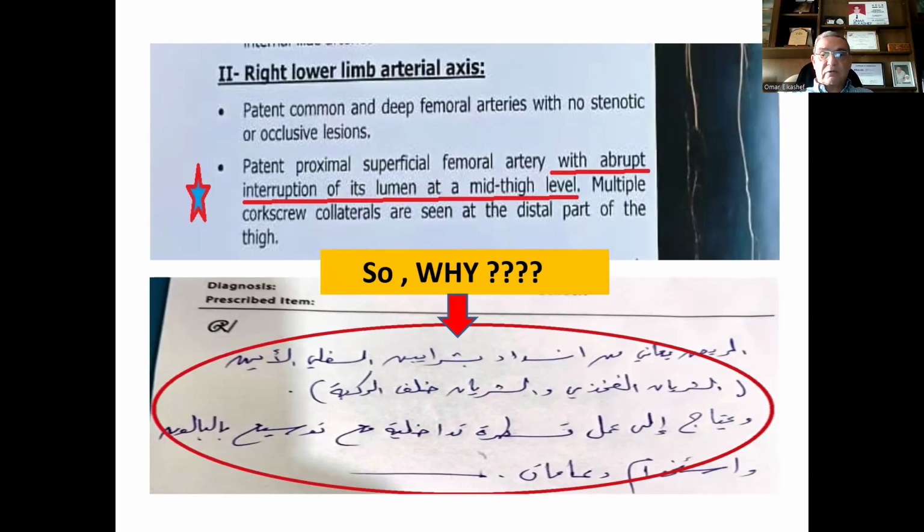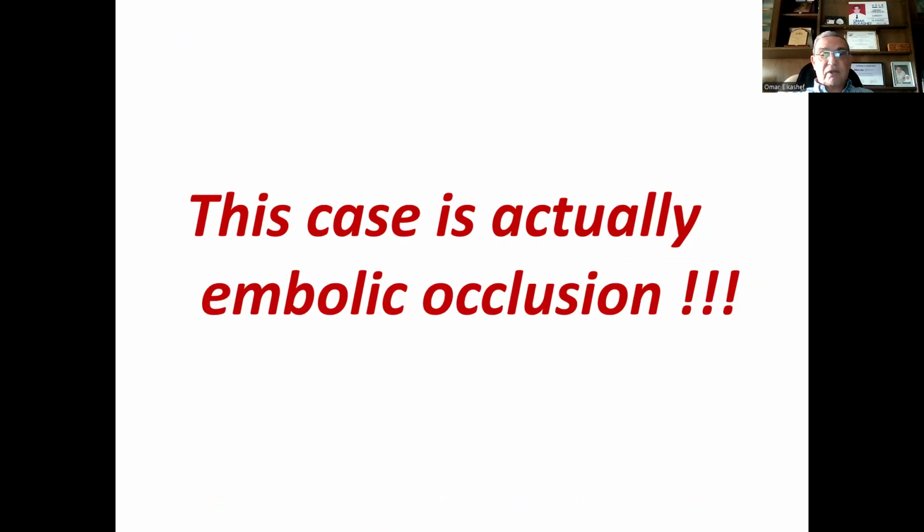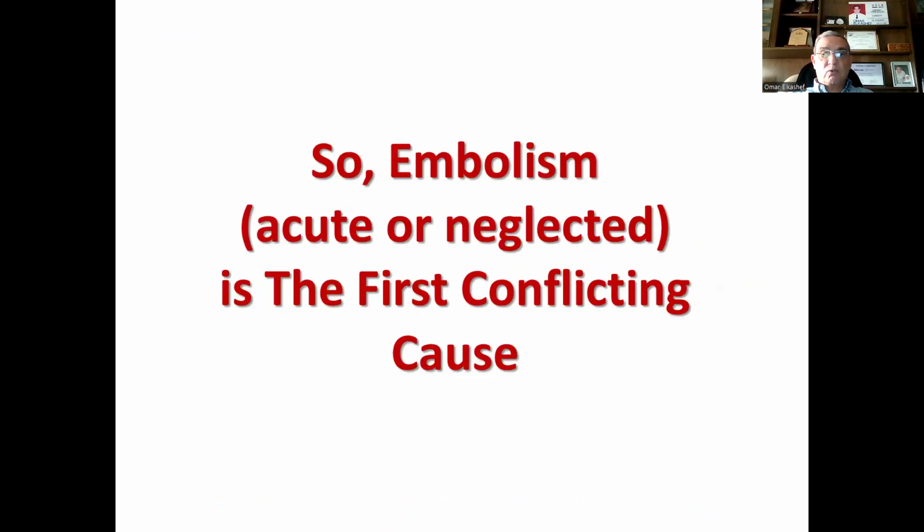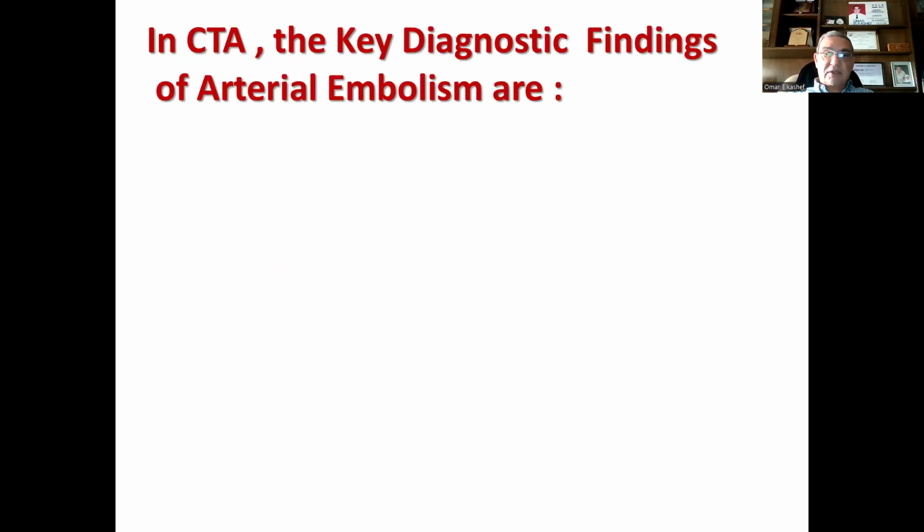Multiple collaterals are present. So why did the surgeon order endovascular recanalization as if it is an atherosclerotic disease? This case is actually embolic occlusion. So embolism, acute or neglected, is the first conflicting cause in this lecture.